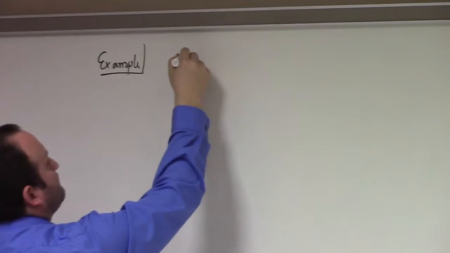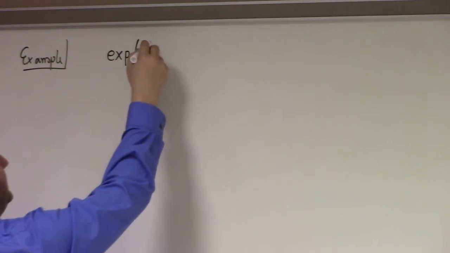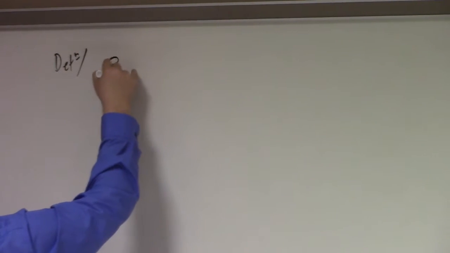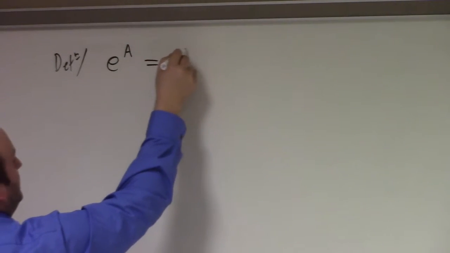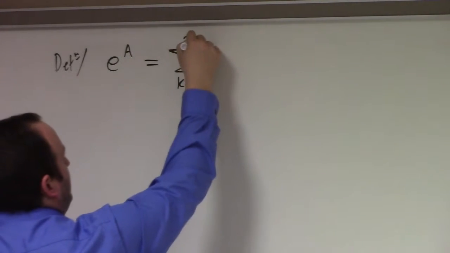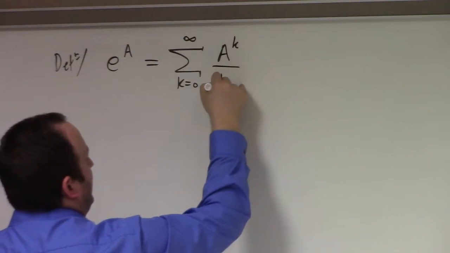There's an identity, the exponential of the, well, I have to explain something first before I can explain this identity. Definition: e to the A is equal to the sum, k equals 0 to infinity, of A to the k divided by k factorial.